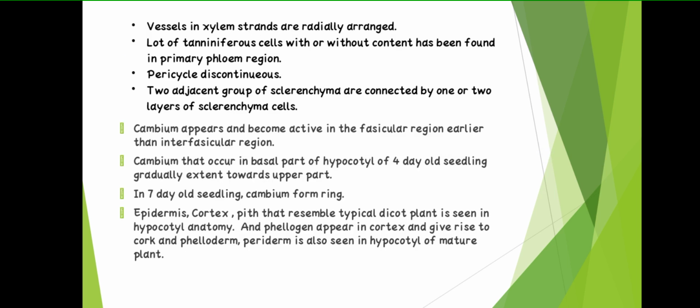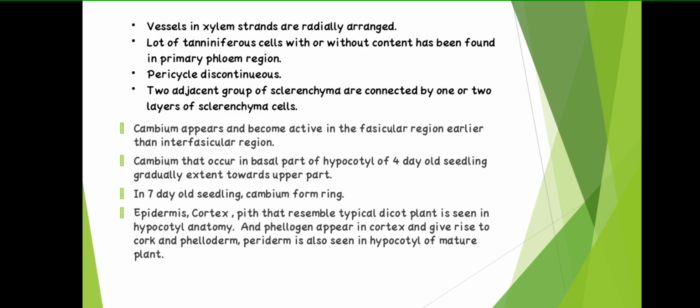The vessels in the xylem strands are usually radially arranged, and we can see a lot of tanniferous cells with or without content in the primary phloem region. That is, a large amount of tanniferous cells, some with content and some without, has been seen in the primary phloem region. And the arrangement of pericycle is discontinuous in the anatomy of the hypocotyl.